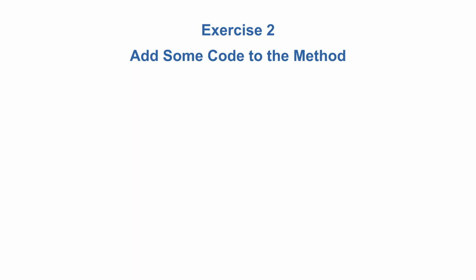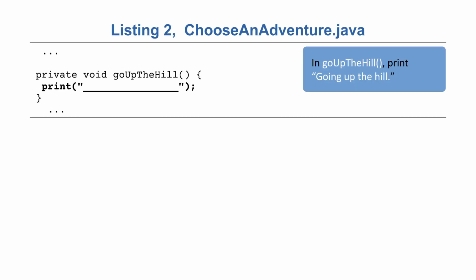That just means you created a method that isn't being used. We'll add code to call that method soon. But first, let's program the method to do something. Exercise 2. Add some code to the method. In Go Up the Hill, print Going Up the Hill.